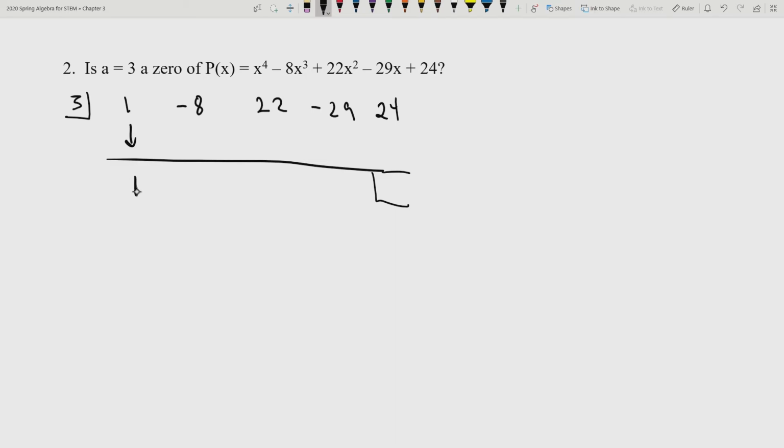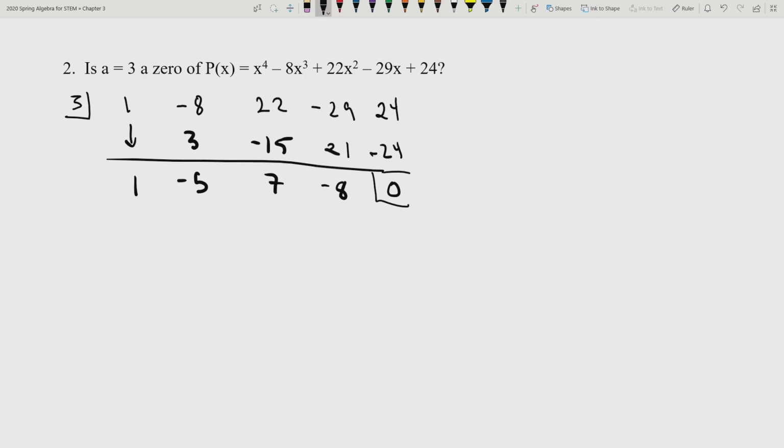Bring the 1 down. 1 times 3 is 3. Negative 8 plus 3 is negative 5. Negative 5 times 3 is negative 15. 22 minus 15 is 7. 7 times 3 is 21. Negative 29 plus 21 is negative 8. Negative 8 times 3 is negative 24. And so we have a 0 here.